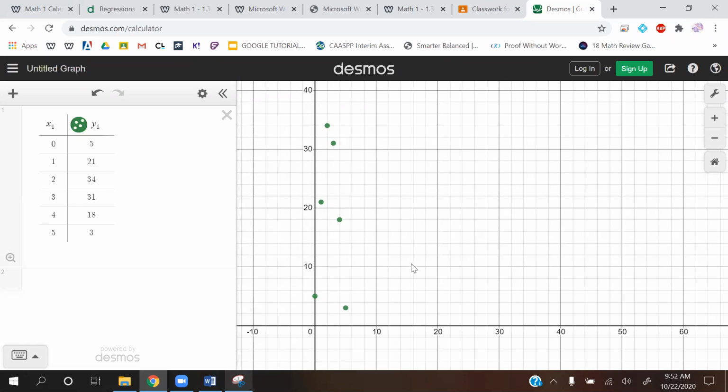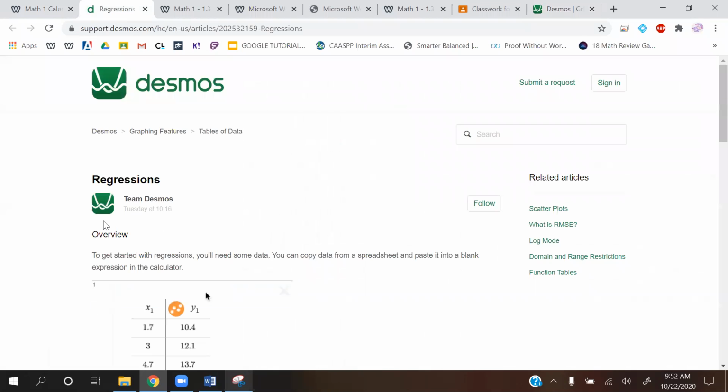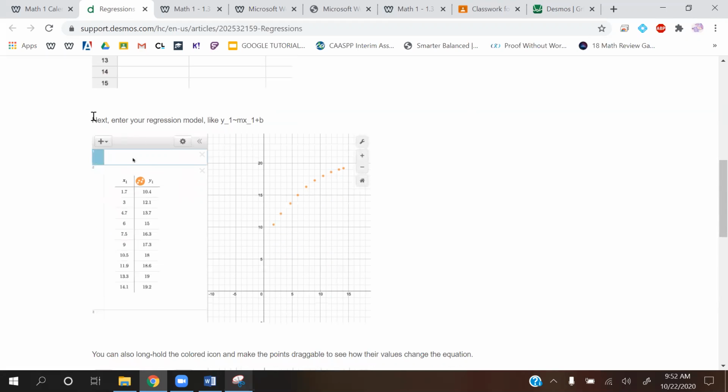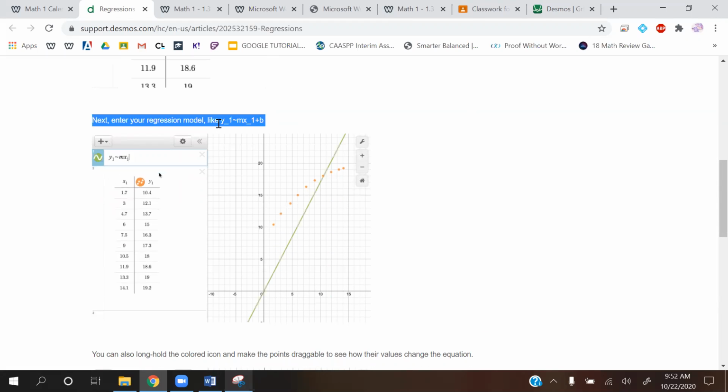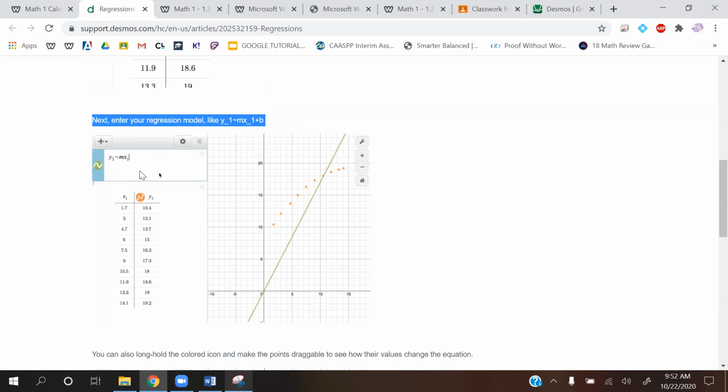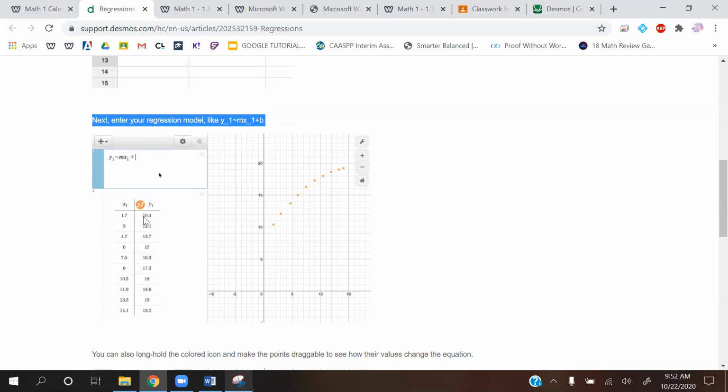All right, so do they look like they form a straight line to me? Not really, but let's see what happens when I type in the linear regression equation. So according to that link that I sent you guys, I already put in the t-table. This is the step: enter your regression model like y_1 squiggly line mx_1 plus b. And then you can see that this is what it's going to look like. When you do the underscore, it's going to type it in the bottom corner like that. Okay, so that's what I'm going to do.